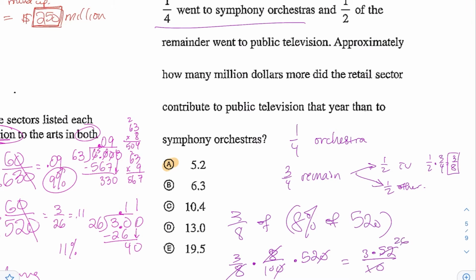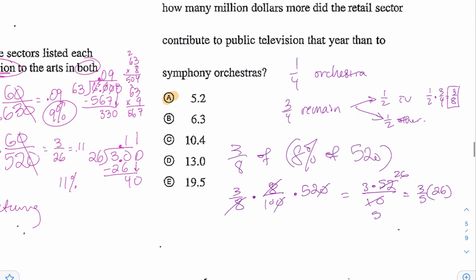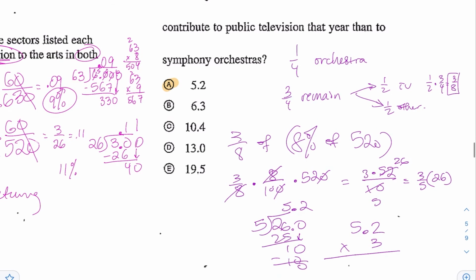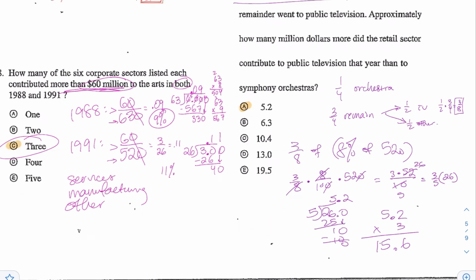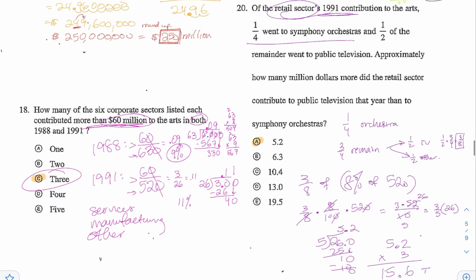And here, 52 and 10 are both even. So you have 3/5 of 26. So that's going to be 26 divided by 5, which is 5.2. And you have to do 5.2 times 3. So that's going to be 15.6. That's 15.6 to the TV. And then you have to find 1/4 that went to orchestra.